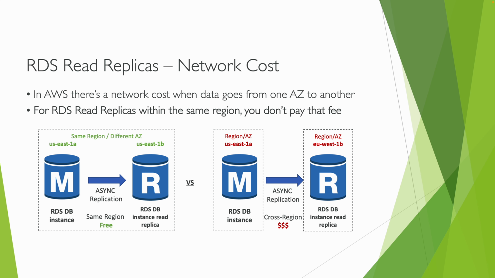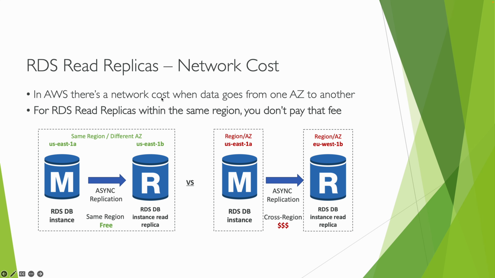And for RDS read replicas, what is the network cost? In AWS, there is a network cost where data goes from one availability zone to another. Whenever you transfer data from one availability zone to another in any AWS service, you will be paying for that. But for RDS read replicas within the same region, you don't need to pay. That is for free.